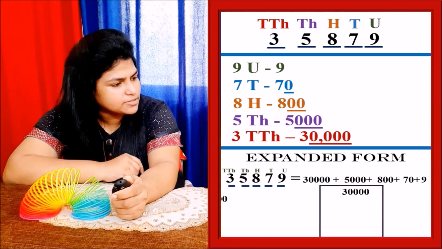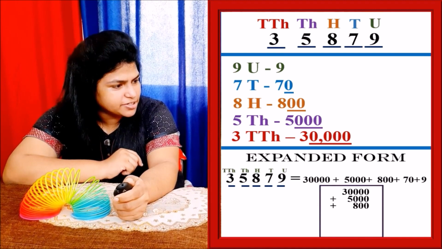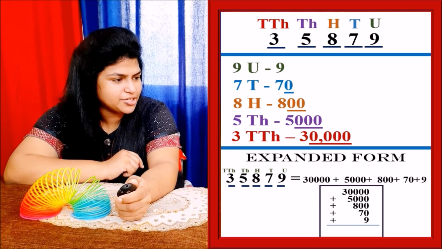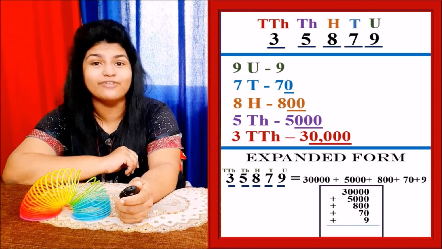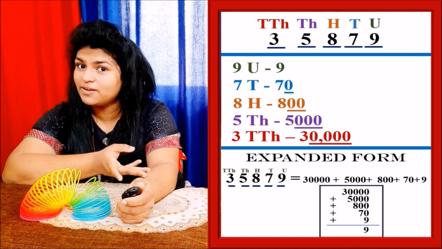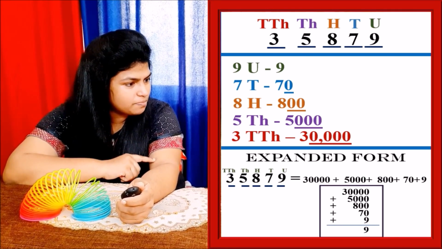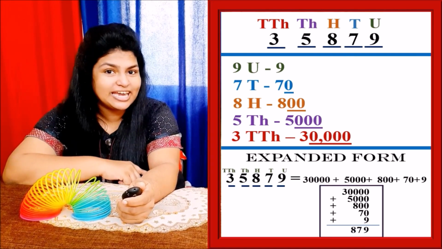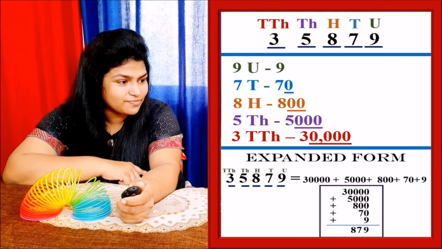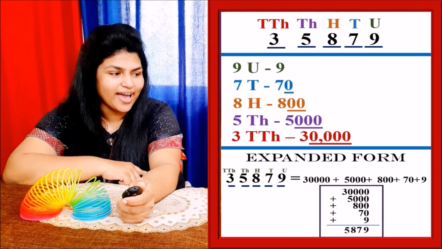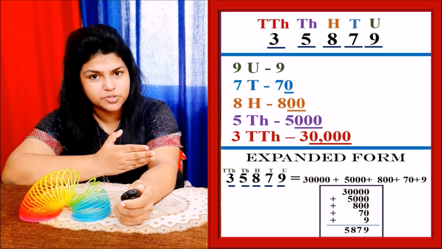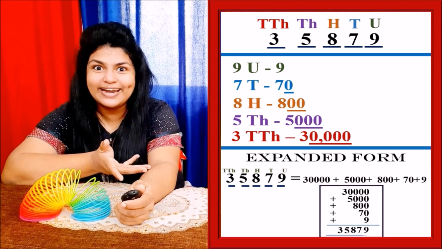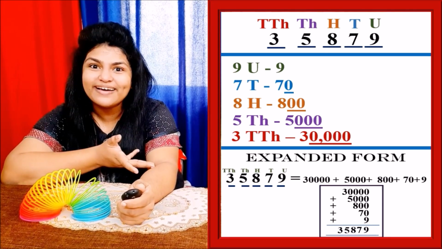Come on. 30,000 plus 5,000 plus 800 plus 70 plus 9. Come on, let's do the addition. 0, 0, 0, 0 plus 9 will be 9. That is nothing. Plus 9 will be 9. Then 0, 0, 0 plus 7 will be 7. Then 0, 0 plus 8 will be 8. 0 plus 5 will be 5. And 3 plus nothing down there means there are zeros over there. Okay, so 3 will come down. So, the same number.